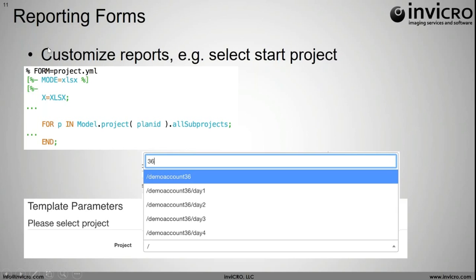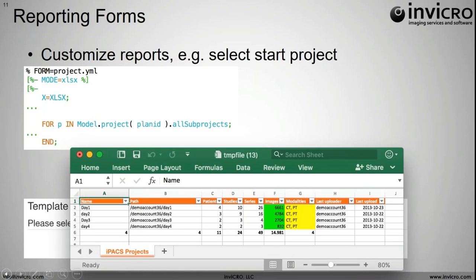And I made a small change to our code. Instead of going for model project list to get all projects, I went for model project. And then in this case, for whatever reason, it's called plan ID, and we can change it for backwards compatibility. The project form gives me a parameter with the plan ID of whatever I've selected here. So in this case, I get whatever demo account 38 or 36 had, and then I'm asking for all the subprojects. And if I run that report with that template, I get just the 4 subprojects of project 36.